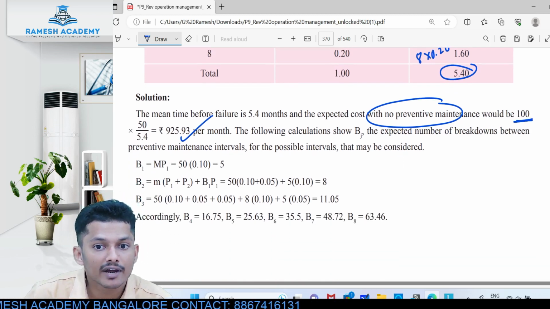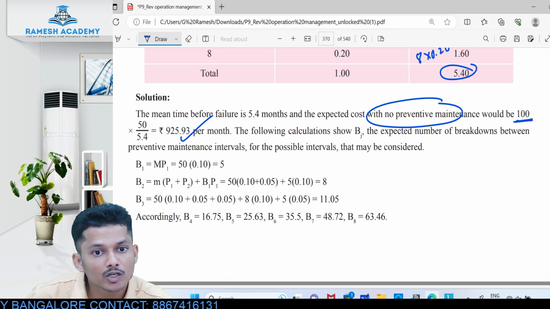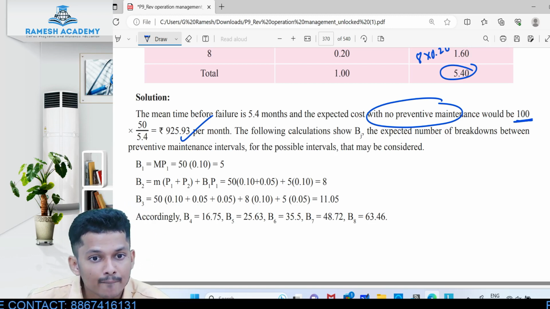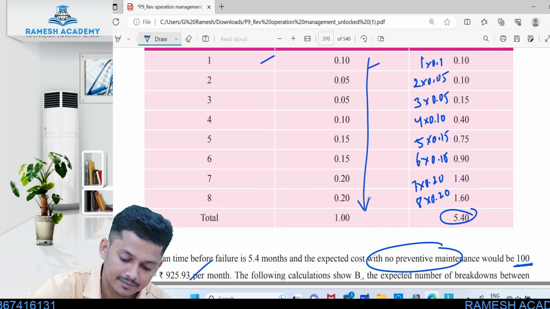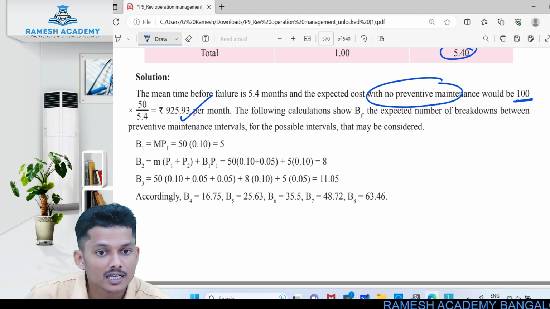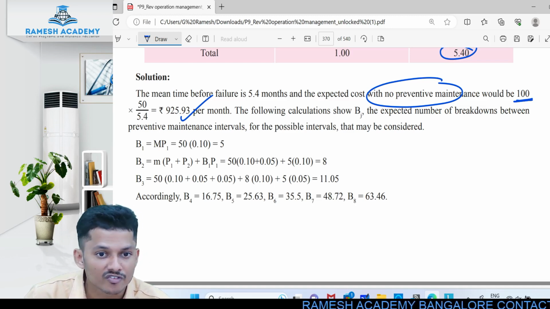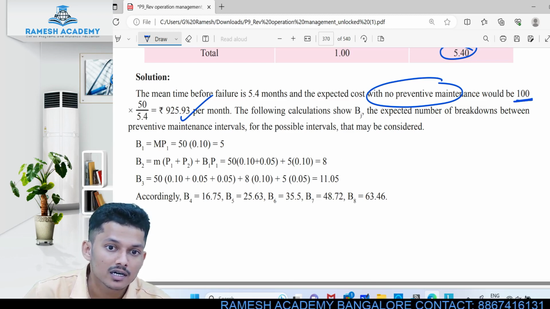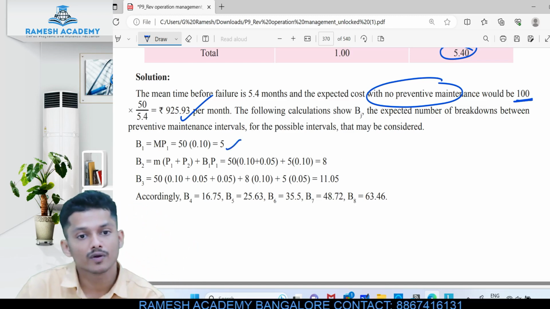Next, we are finding the breakdown cost between the preventive maintenance intervals, for the possible intervals that may be considered. The formula here is M into P1, for probability you have to take, where M is the maintenance intervals, that is 50 as they gave, right? Okay, B is breakdown and P is preventive cost. Now see the probability: first one, 50 into 0.10, that is 5.